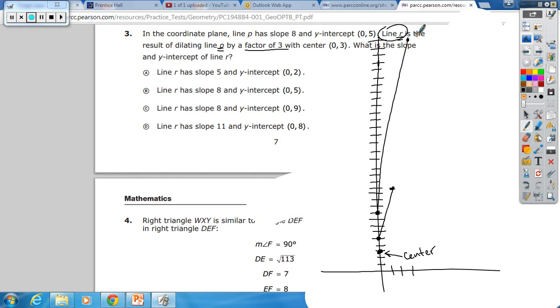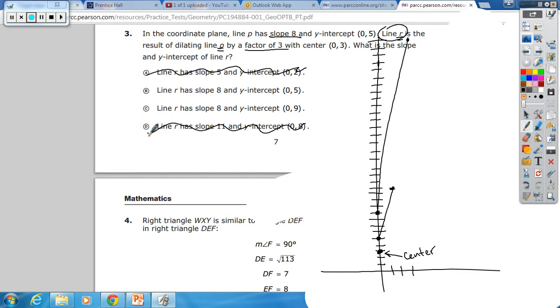Because each dimension is increased by the same amount. Okay? And so as we look through these, does line R have a slope of 5, which would be incorrect because it has to have the same slope as the previous one. So I'm going to go ahead and get rid of that one and get rid of this one because it can't have a slope of 11. Dilations have the same slope because they're increased by the same scale factor.